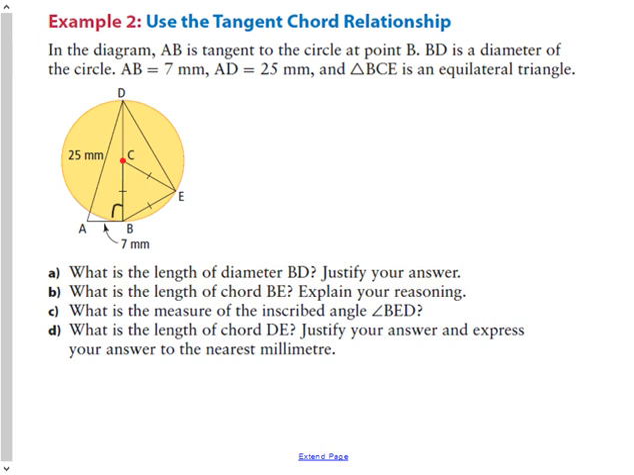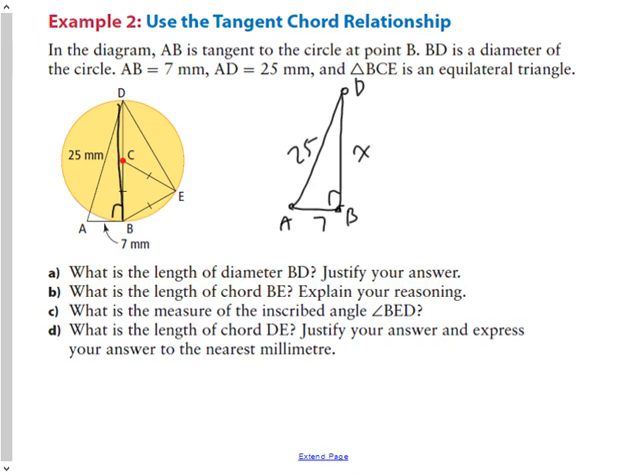So the first thing says, what is the length of the diameter BD? So what is this length here? And since we know this is a 90-degree angle right here, I'm going to draw this triangle, B and D and A, and 90 degrees. Okay, this distance, BD, is actually one leg of a right triangle. This is 7 and this is 25.